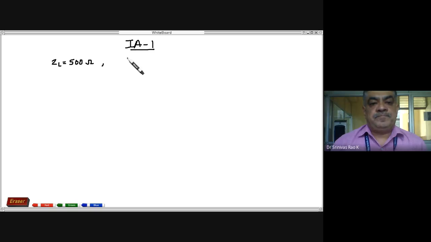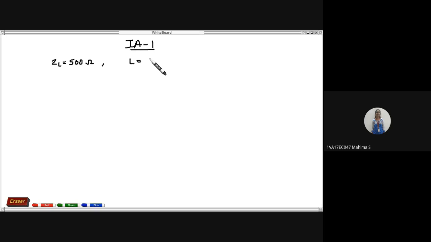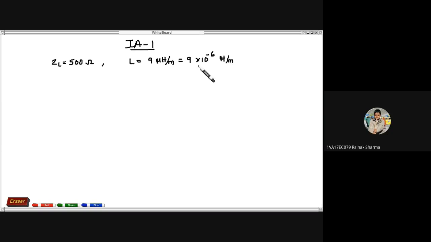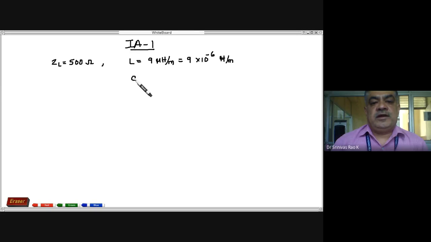Now here, another term was L. L was how much? 9 microhenry per meter. Very good. 9 microhenry per meter. So this will amount to how much? 9 into 10 to the power of minus 6 henry per meter. Correct, no?